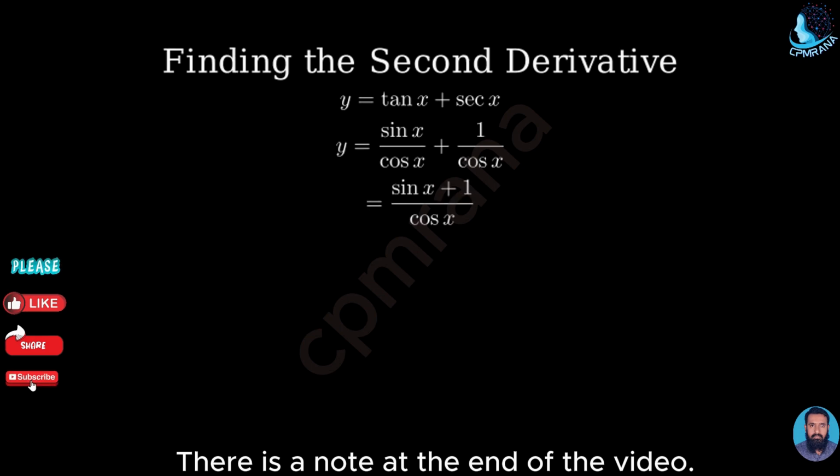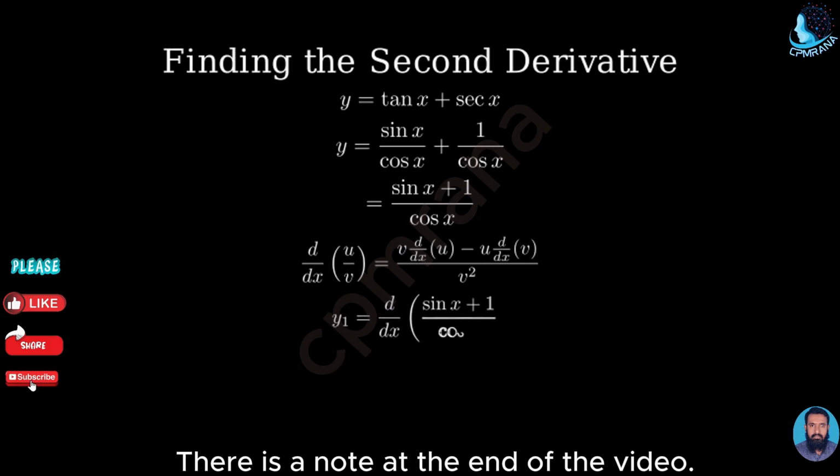Now, to find the first derivative, we'll use the quotient rule. The quotient rule states that the derivative of u over v equals v times the derivative of u minus u times the derivative of v, all over v squared. Let's apply this to our function.